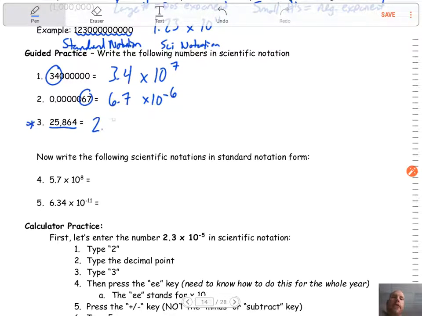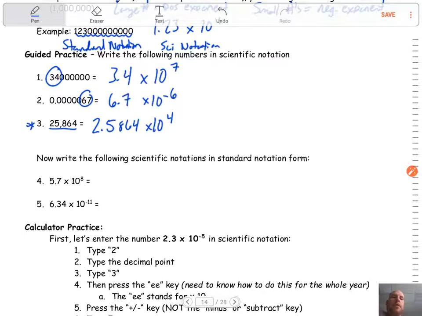So to do that would just be 2, and then put a decimal place there in between the 2 and the 5, 2.5864 times 10. It's still a large number, so it's going to be a positive exponent. We should get times 10 to the 4th.